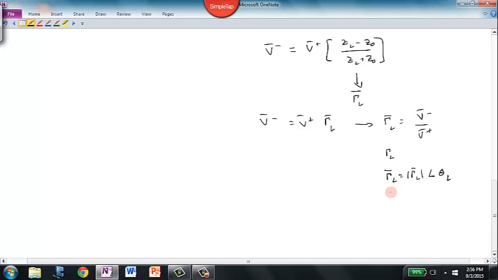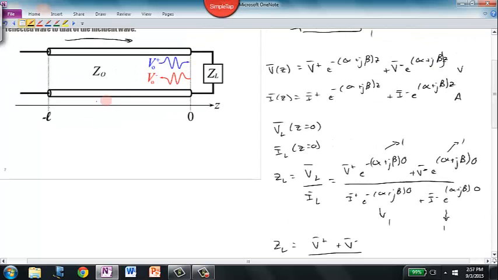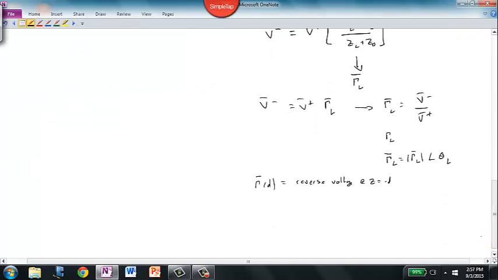Reflection coefficients don't have to be at the load. We can measure the reflection coefficient at any point along the transmission line, and we would call that the reflection coefficient as a function of distance along the transmission line. And really it's equal to the magnitude of the reverse voltage wave at z equals minus d, from our setup up here where this point is 0, over the forward voltage wave at z equals minus d.